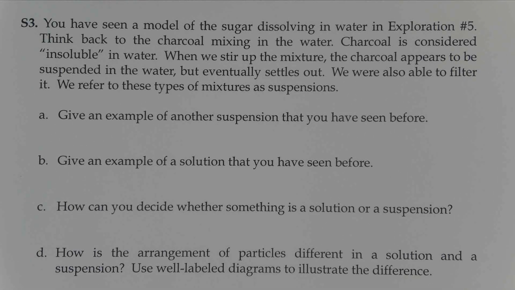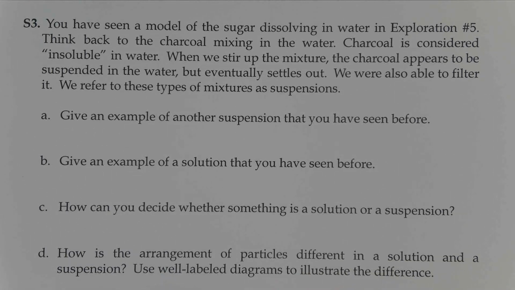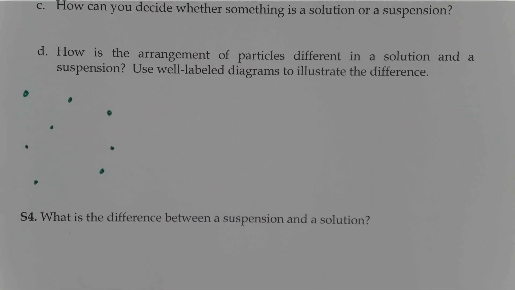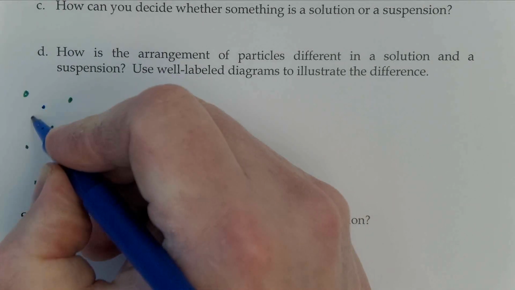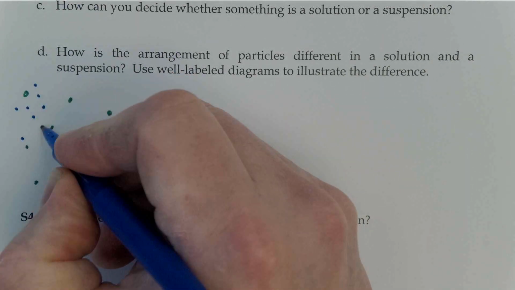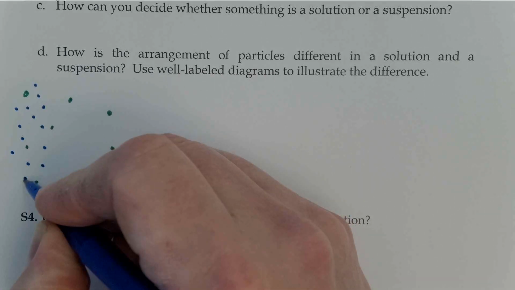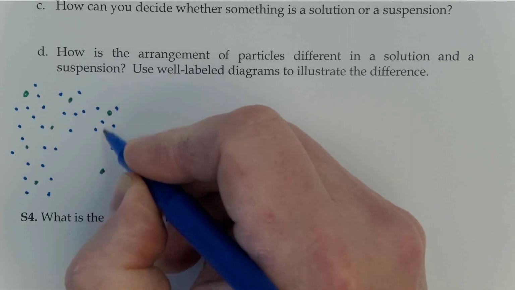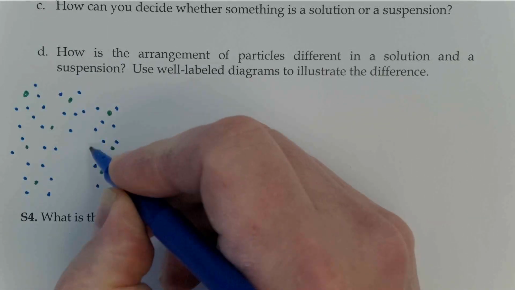How is the arrangement of particles different in a solution and a suspension? Use well-labeled diagrams to illustrate the difference. Well, I don't know that I'm going to be well-labeled, but if I had a solution and I was hiding my green particles within my water particles, I would expect that those green particles would be well spread out among many water particles so that basically I can no longer see what the individual substance is that was represented by my green dots here.